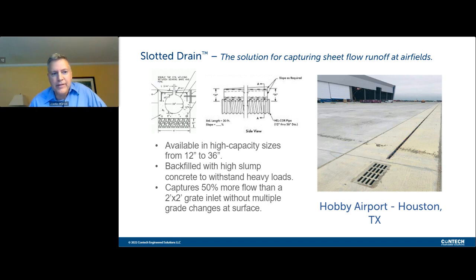Many airports around the U.S. have utilized slotted drain over the years. I mentioned Memphis Airport previously. I'm told that there is close to 100,000 feet of slotted drain installed since the mid-90s at that airport. So needless to say, slotted drain is the solution for capturing sheet flow runoff at airfields.